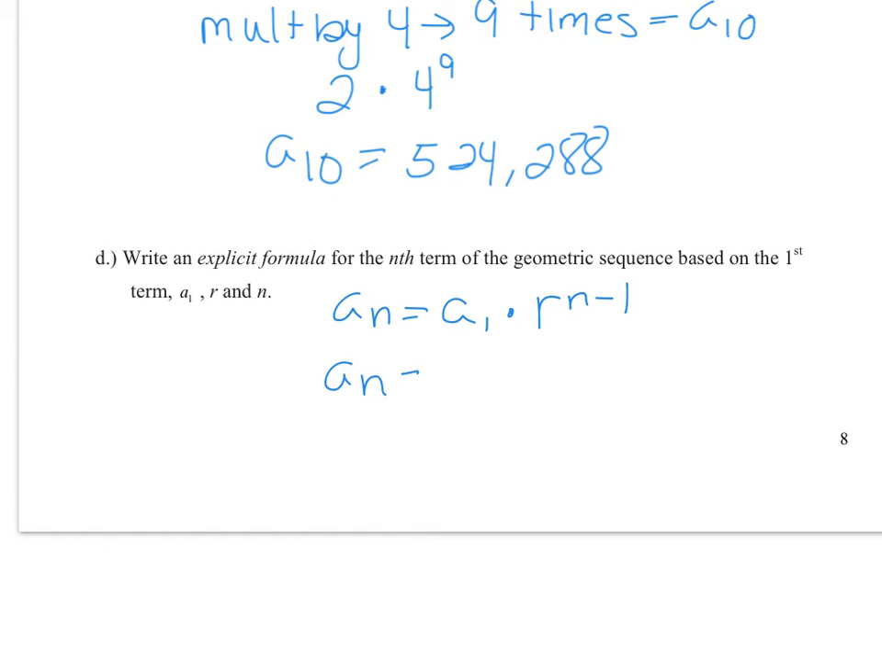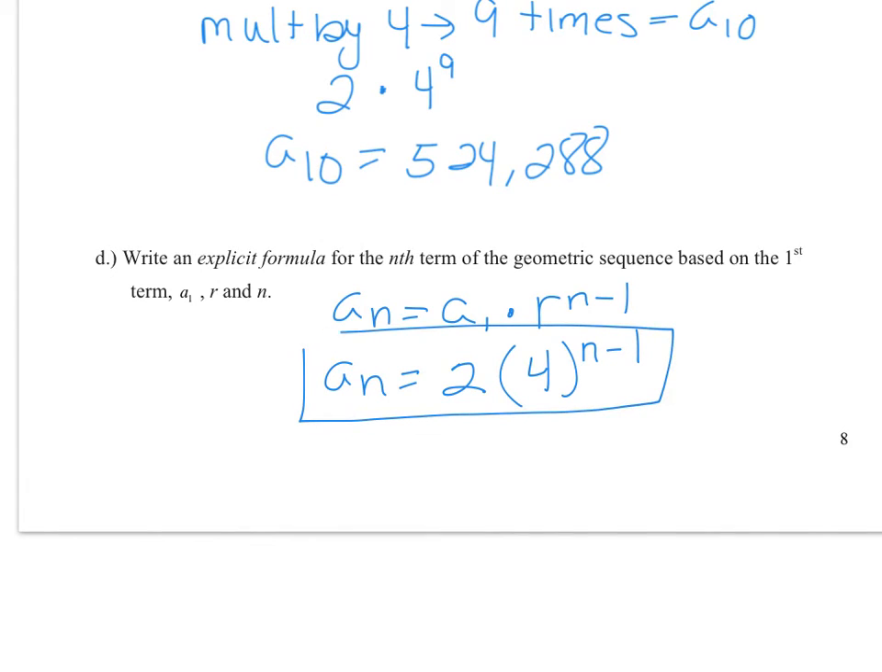A sub n equals, the first term came out to be, you're right, 2. My common ratio, what was I multiplying by? You're right, 4 raised to the n minus 1. Now, can I neaten this up? Can I multiply 2 by 4? No, you can't, because 4 is being raised to the n minus 1 power. So really, there's nothing else I can do. So it's right there.